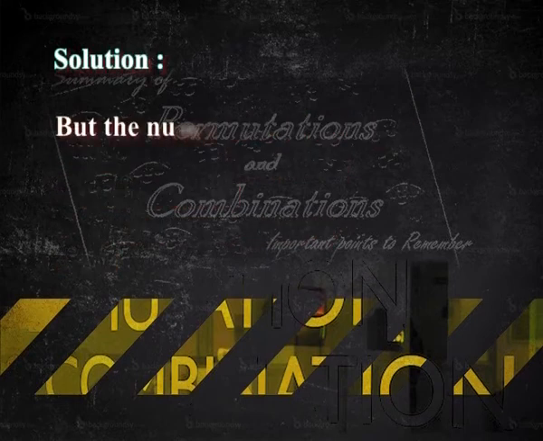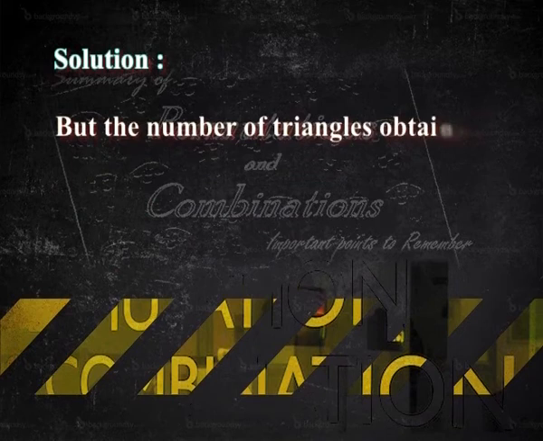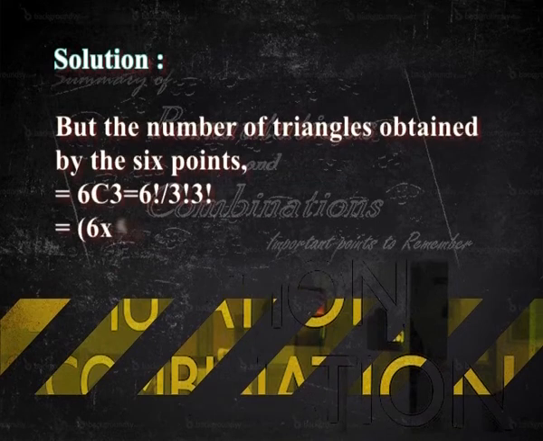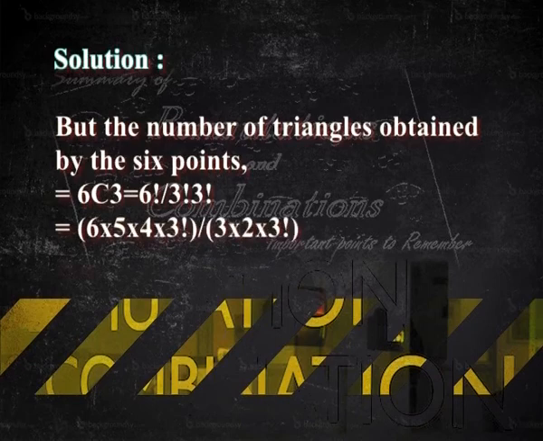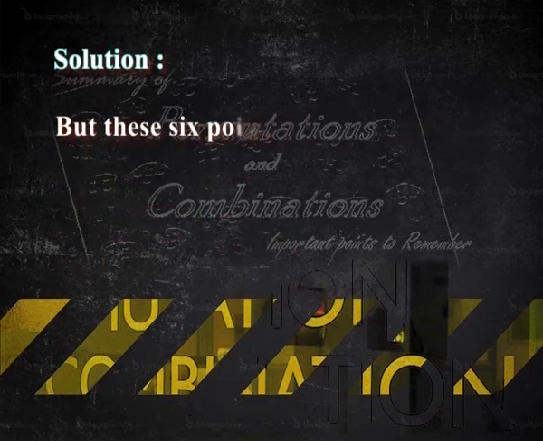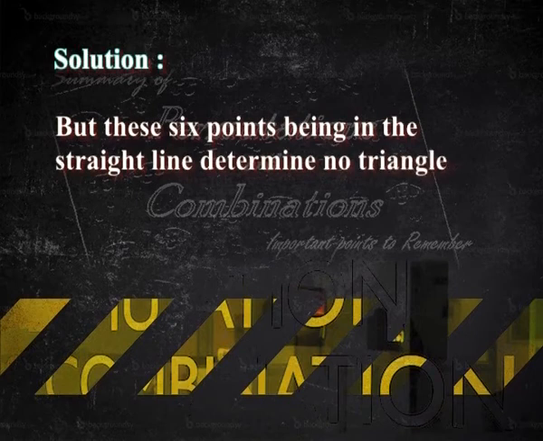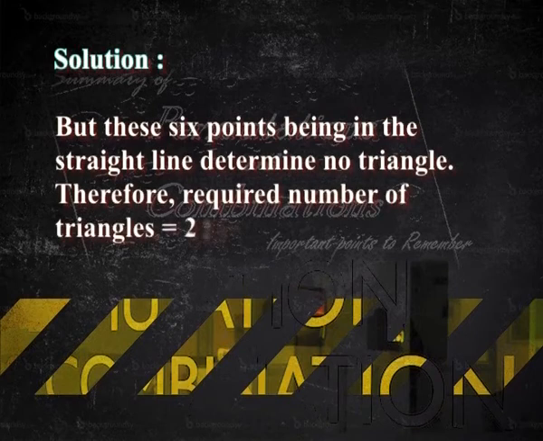But the number of triangles obtained by 6 points is given by 6 choose 3. So that is equal to 6 factorial divided by 3 factorial into 3 factorial, which is equal to 6 into 5 into 4 into 3 factorial divided by 3 into 2 into 3 factorial. That is equal to 20. But these 6 points being in a straight line determine no triangle. Therefore, the required number of triangles will be given by 220 minus 20, and that is equal to 200 triangles.